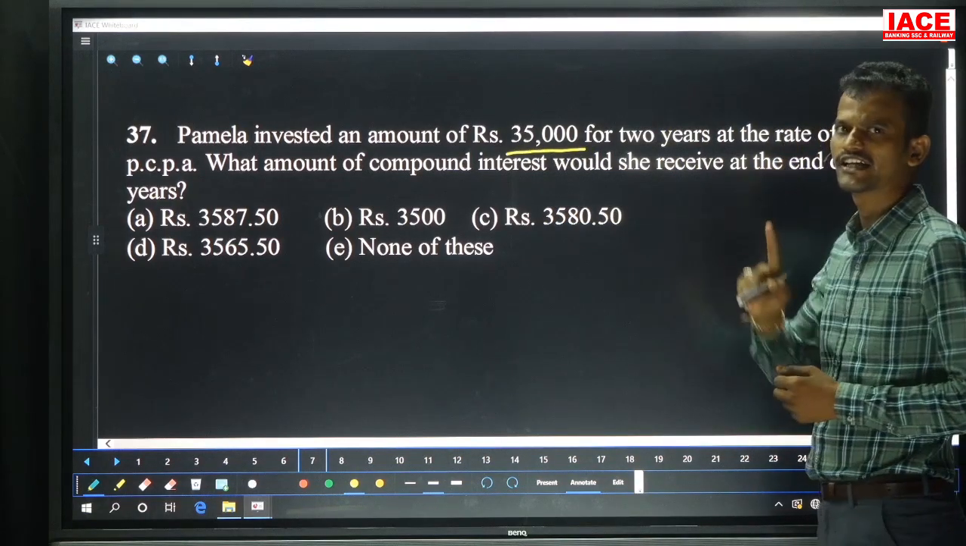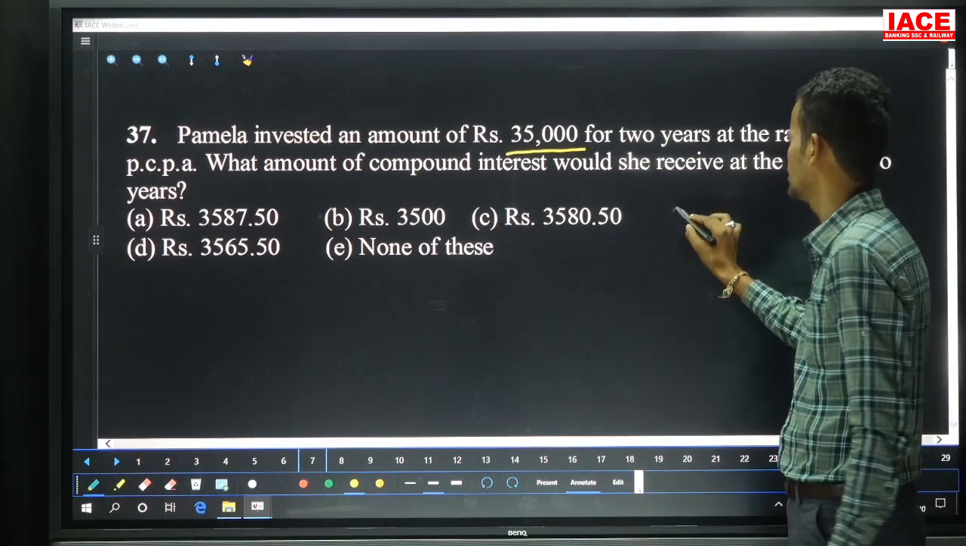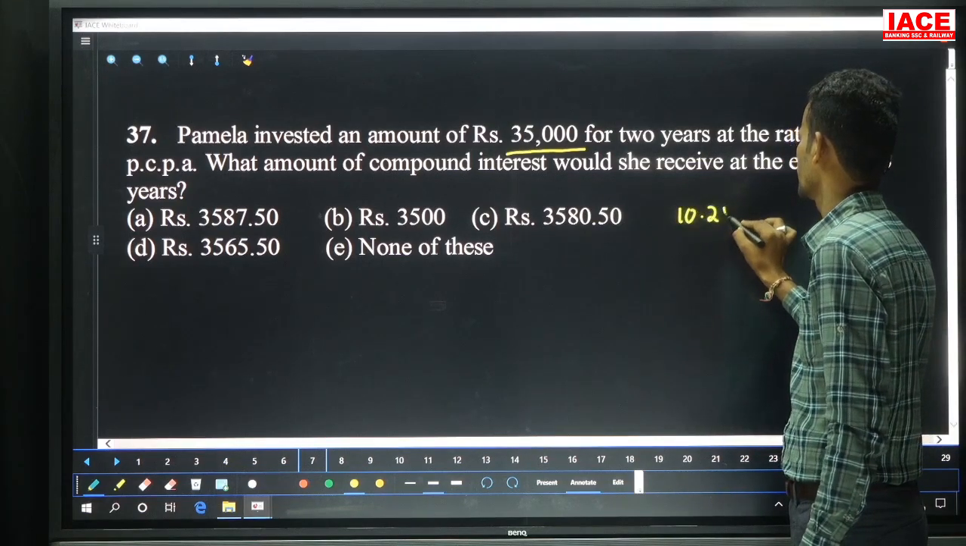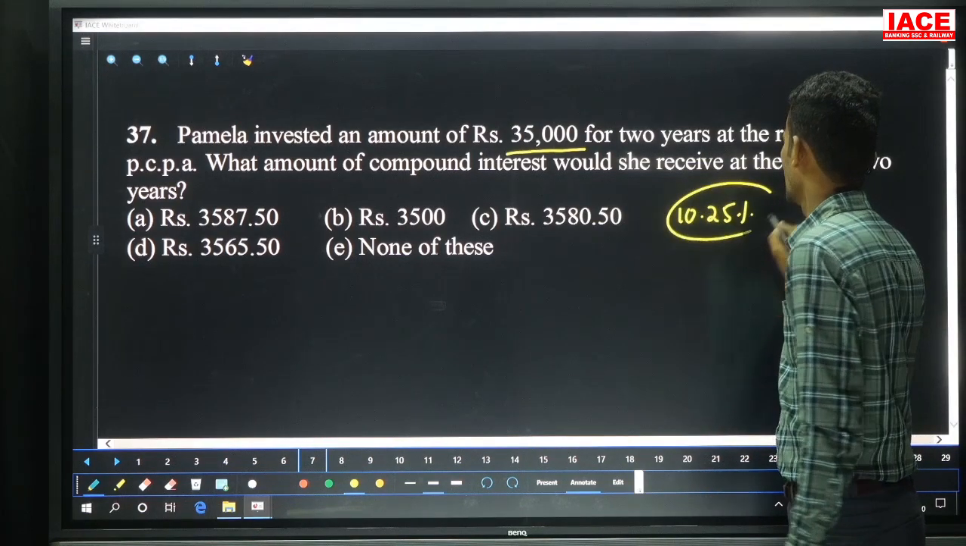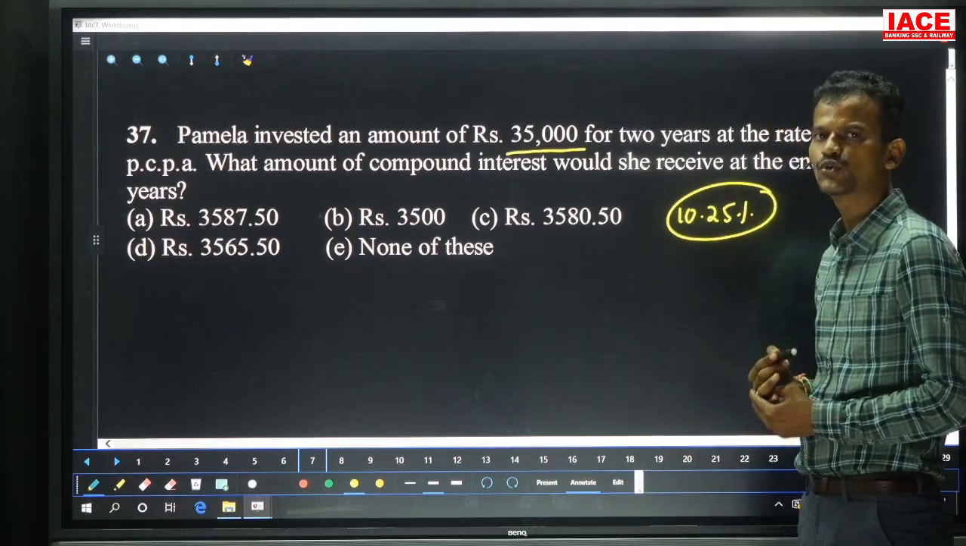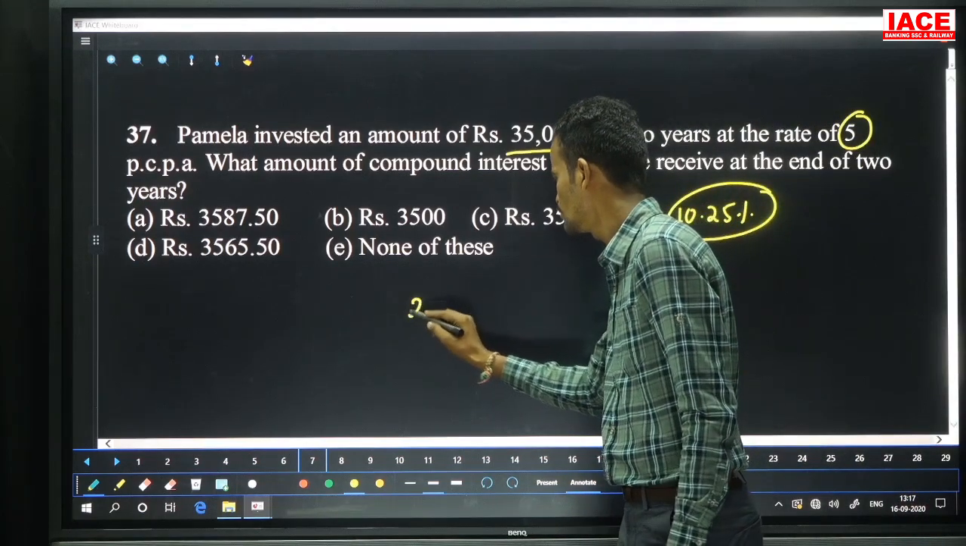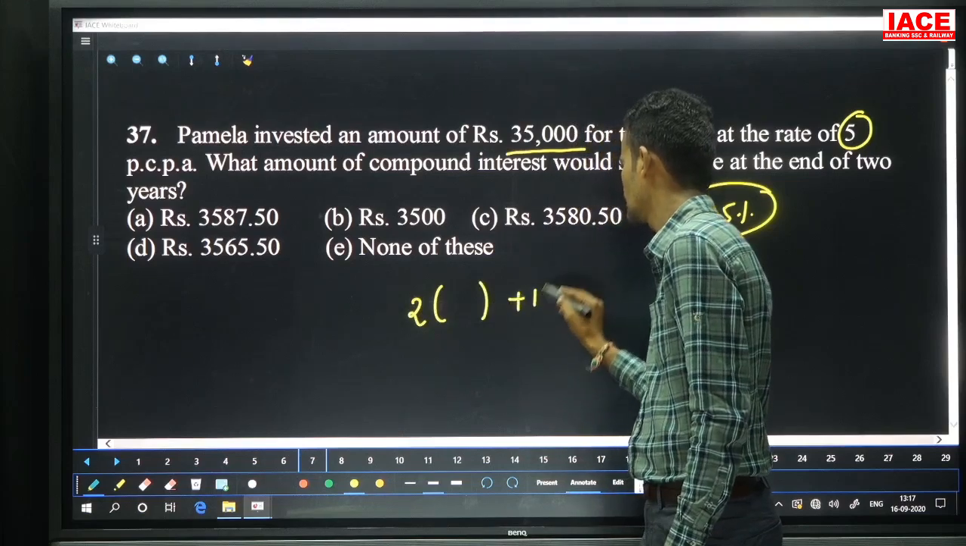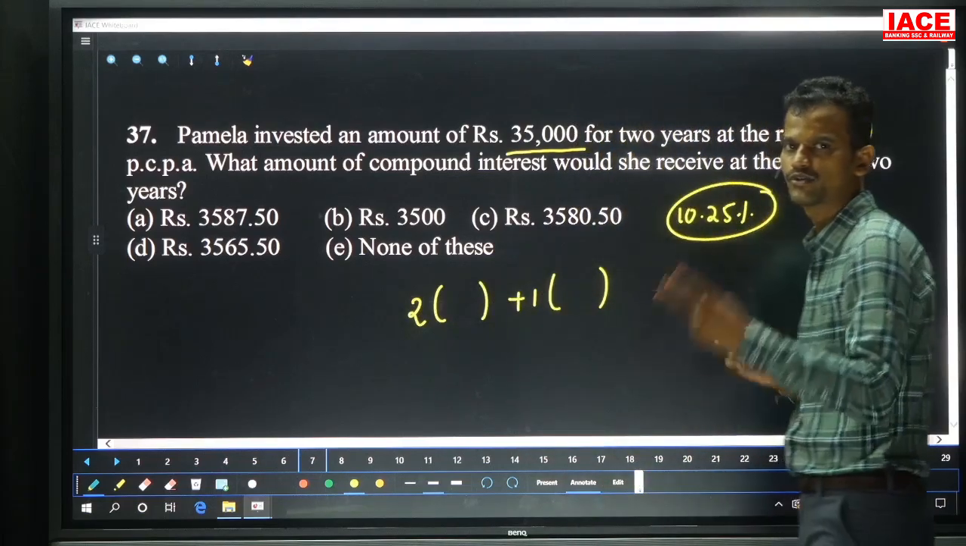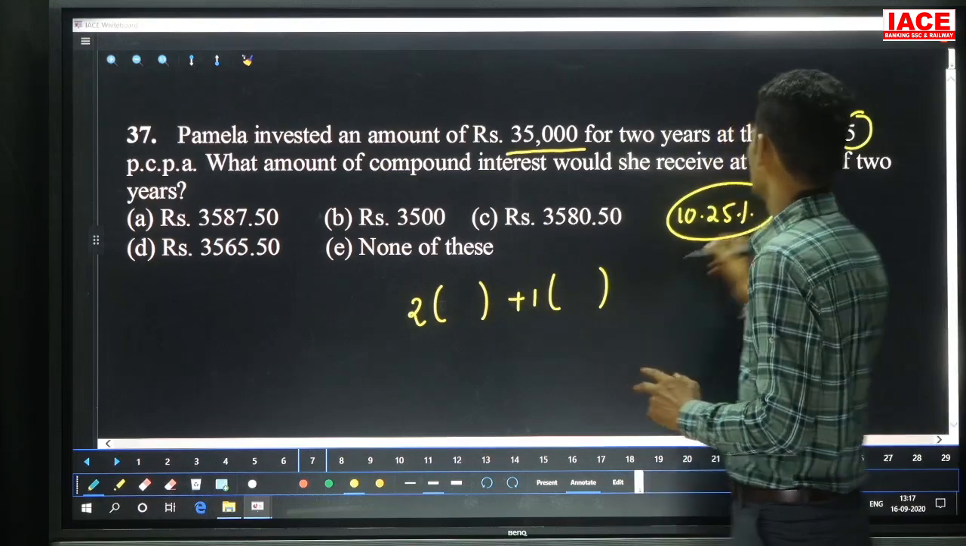5% for 1 year. In compound interest for 2 years, what is the value? 10.25%. I think everyone knows this thing. Otherwise, we can go with the 2 years value. What is the 2 year values? 2, 1. Yes or no? Okay. For 2 years, what is the value? 2, 1.